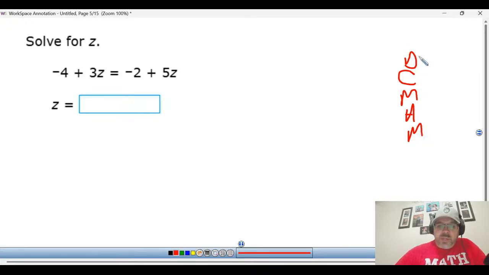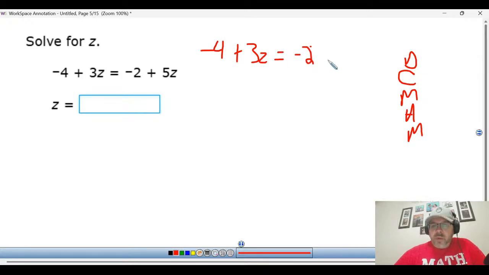D is for distribution. C is for combine like terms. The first M is moving the variable to one side only. Then you have add or subtract, multiply or divide, which are the 2 steps we just got done doing. So we're going to go ahead and start by rewriting this. So we got negative 4 plus 3z equals negative 2 plus 5z. All right. So right off the bat, I don't see any parentheses here.